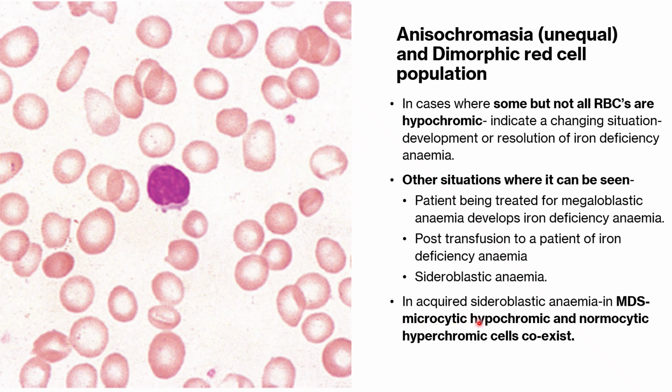In acquired sideroblastic anemia and in MDS, we see microcytic hypochromic and normocytic hyperchromic cells coexist. Normally, it's very difficult to find normocytic hyperchromic cells, right? So, see, this is one point that is out of the ordinary.